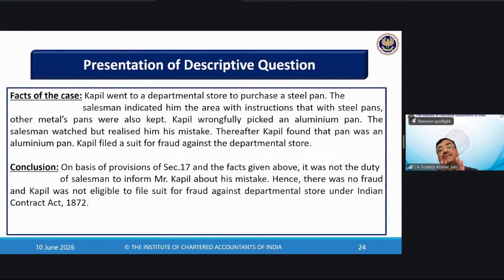The provision says silence is not fraud. Silence is fraud only in two cases: where it is a duty to speak, or when silence is equal to speech. Duty to speak arises when the relationship between the parties is such that one party should inform about the faults in the goods.